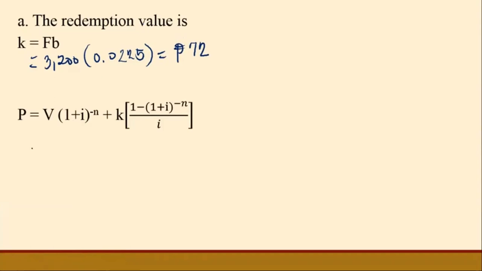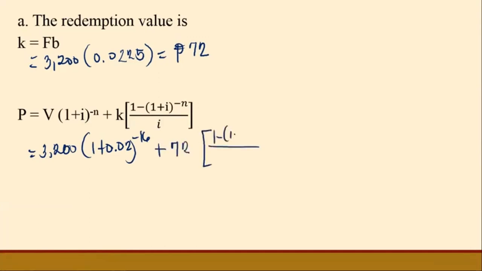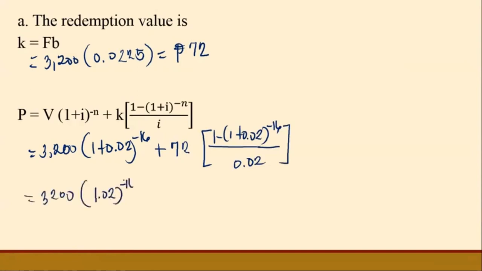So using this formula, we just substitute. 3,200 times 1 plus 0.02 raised to negative 16 plus the coupon payment of 72 that we got, times 1 minus 1 plus 0.02 raised to negative 16 over 0.02. Okay? So this is equal now to 3,200 times 1.02 raised to negative 16 plus 72 times 1 minus 1.02 raised to negative 16 over 0.02.